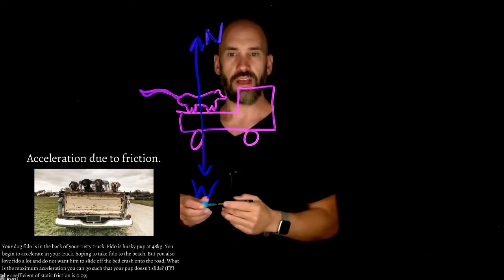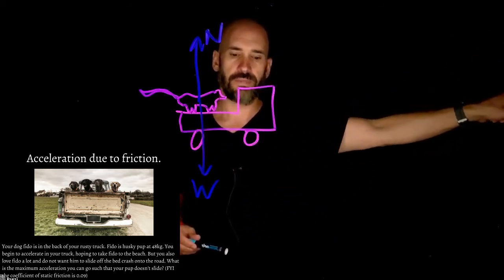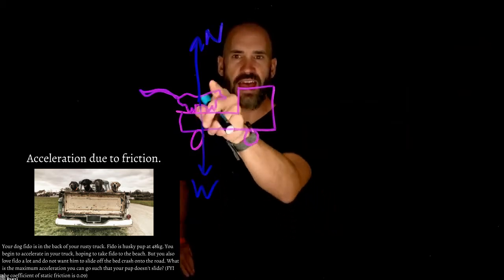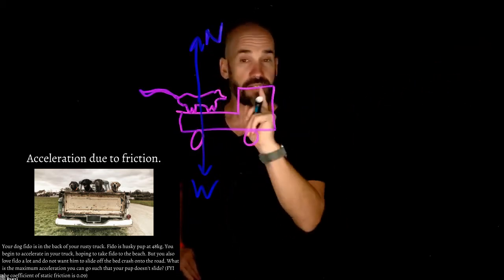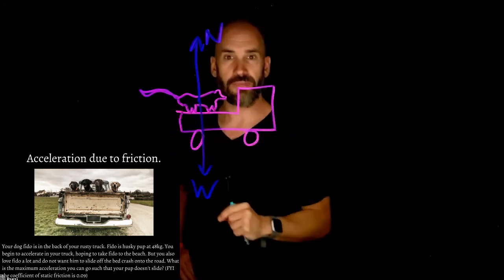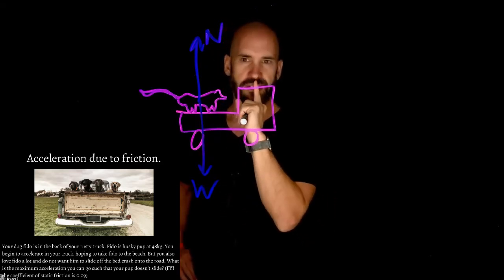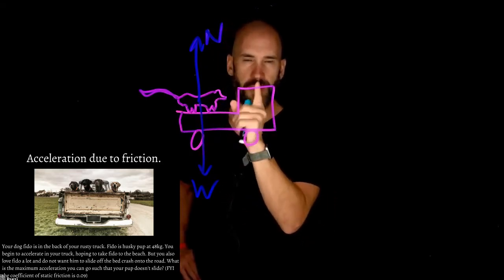acting on Fido, because he is accelerating in that direction with the truck. What is that force that's actually accelerating Fido? It's not the force of the truck. The truck has its own engine, and that dog's not bolted into the truck, right? So that's not what's doing it. So what is actually accelerating the puppy?